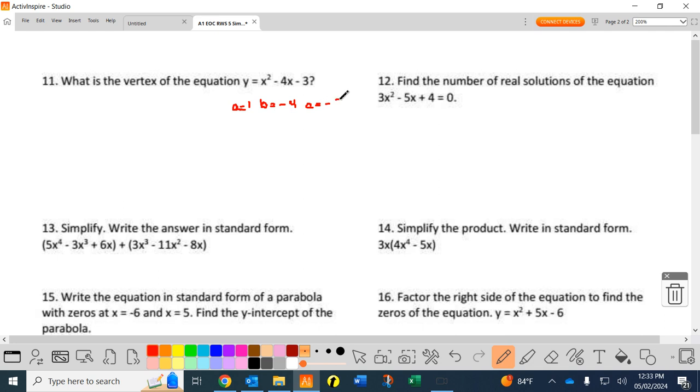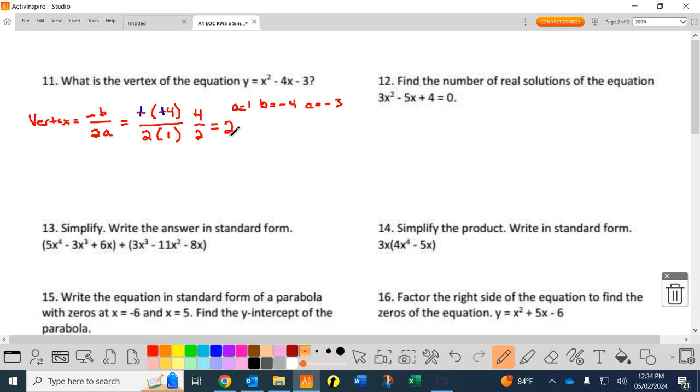We're going to use the vertex formula, which is vertex equals the opposite of B all over 2A. So in this case, that's going to be the opposite of -4 all over 2 times 1. That's going to be the opposite of a negative. That actually turns it into a positive. And then from there, that's going to be 4 over 2, which reduces down to 2. So the X part of your vertex is going to be 2.